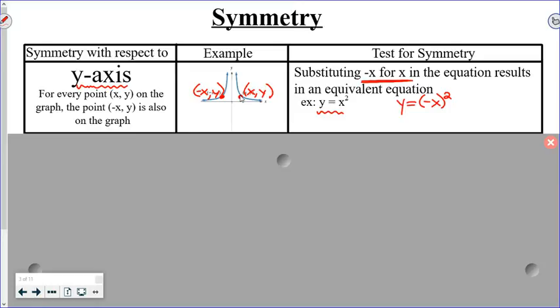Well, the cleaning up process is pretty quick on this. Negative x squared is the same thing as positive x squared, right? Because it's raised to an even exponent. And so this would clean up to y equals x squared. And notice that is the same as the original, which is what we're looking for. If it matches the original exactly, it has symmetry about the y-axis.